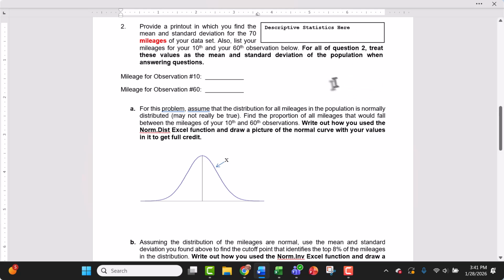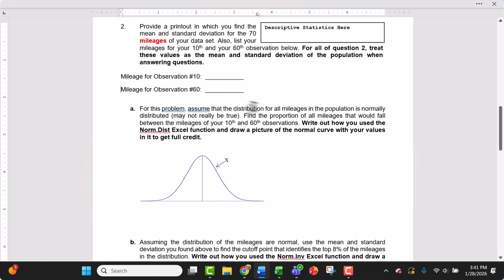And then you're going to tell me, through the normal distribution function, how you're using it to find the probability that a randomly selected mileage would fall between the 10th and the 60th observation. The other way, I could say the proportion of all mileages that fall between the 10th and the 60th. Now, if you want full credit, draw me a picture.